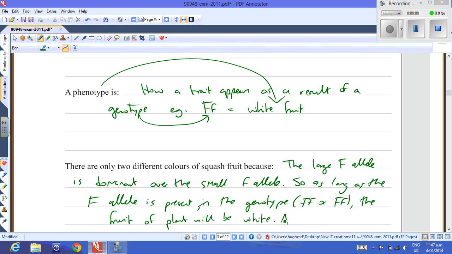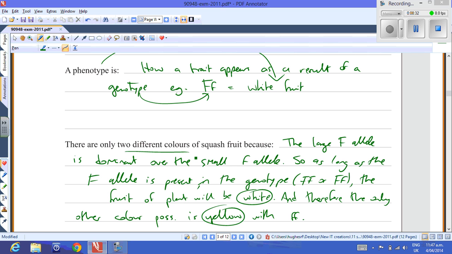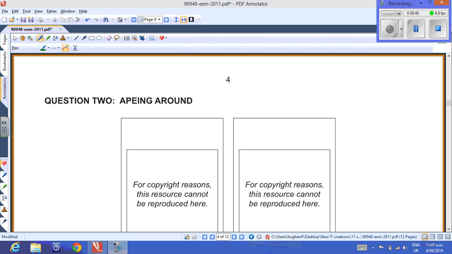And therefore the only other color possible is yellow, and that's with the only other genotype, which was small f, small f. So that's why you can only have 2 colors, white or yellow, and that's why there are only 2 different colors of squash fruit.